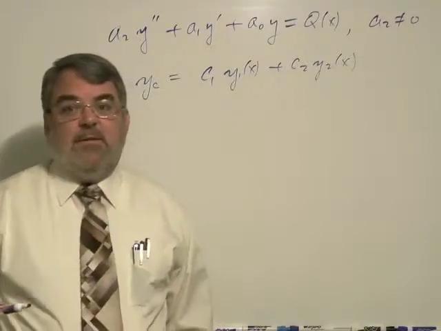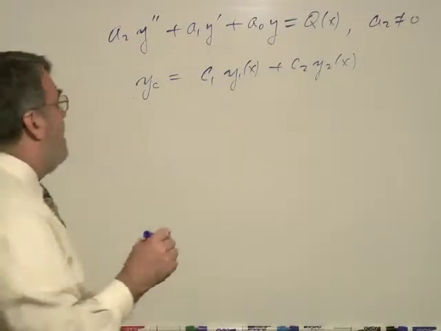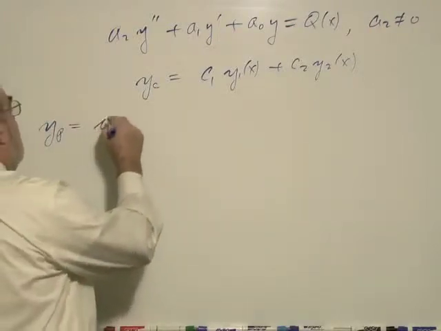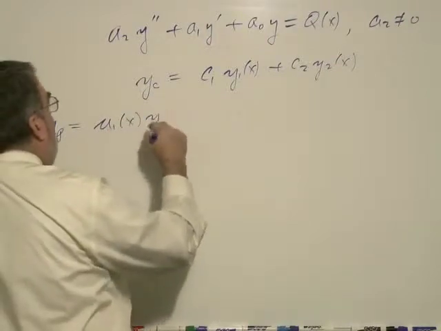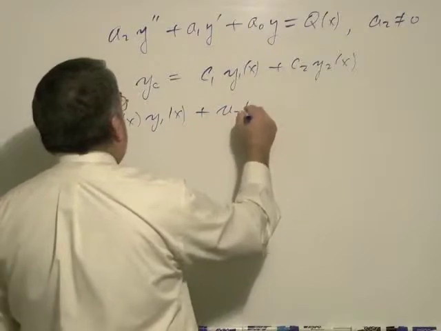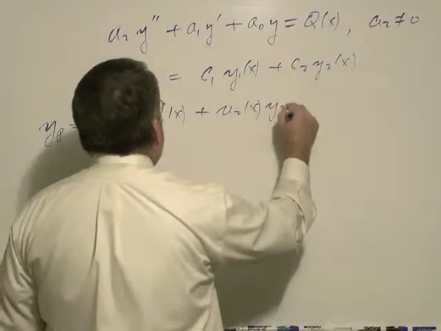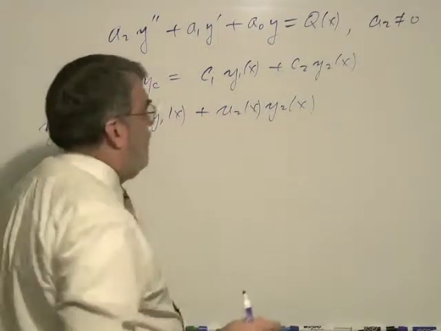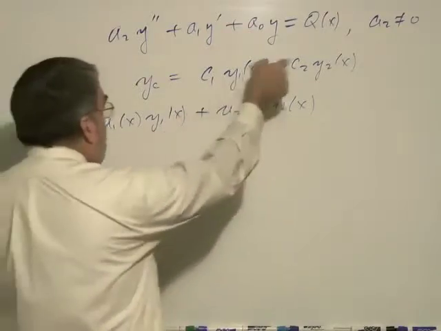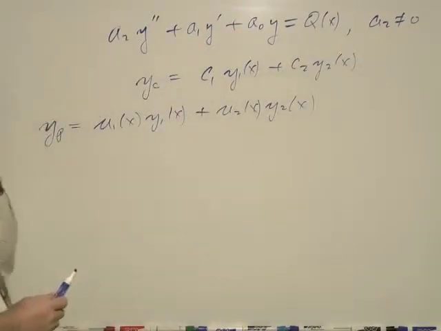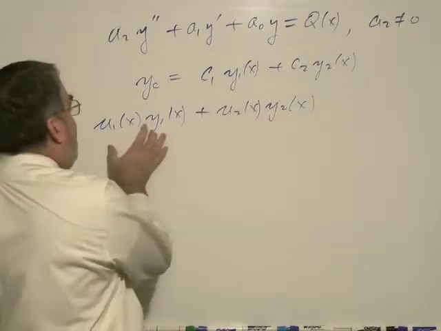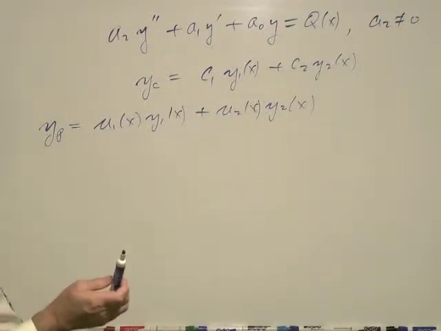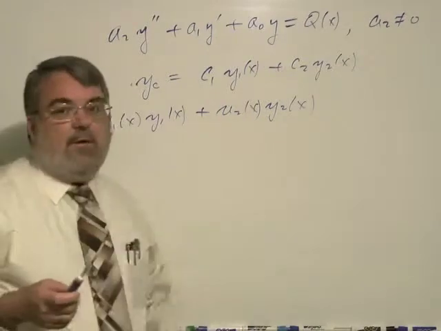Now I'm going to write out the particular solution this way. Y particular is going to be u1 of x, y1 of x, plus u2 of x times y2 of x. And so I'll introduce two more functions here, u1 and u2. The y's come from the complementary solution. So we're varying these parameters by introducing these new functions. Perhaps that's where the name came from. And my goal here now is to solve for u1 and u2.